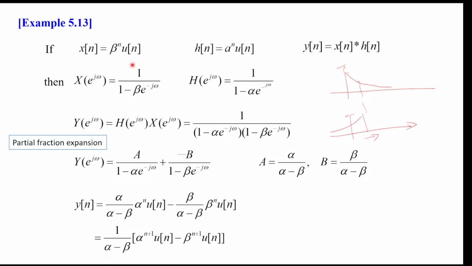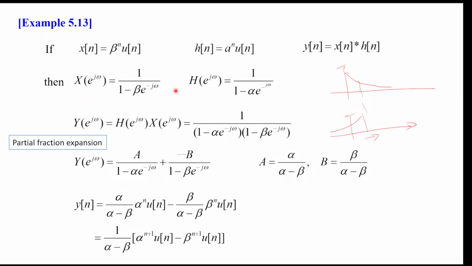So we have x of n equal to beta to the n u of n, and h of n equal to alpha to the n u of n. For now, we can think of alpha and beta as some positive real values less than 1. So the signal is this exponential decay. And then we want the output y of n equal to x of n convolved with h of n.